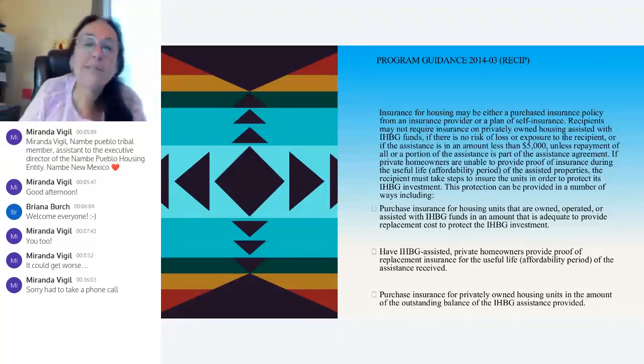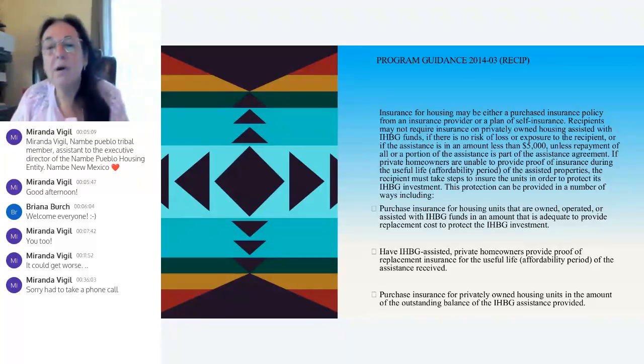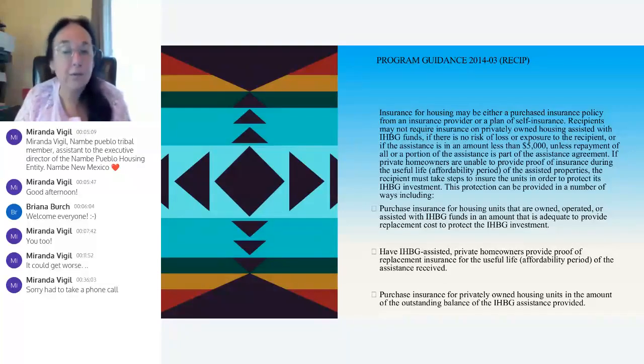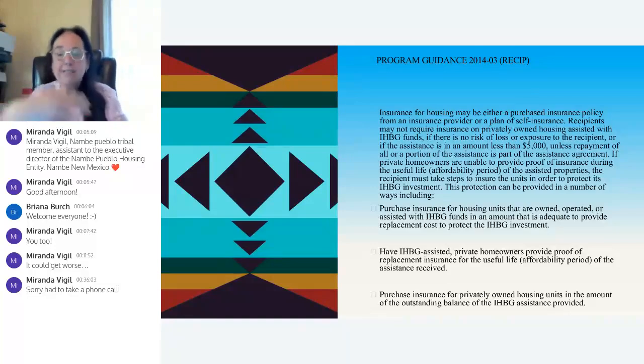The recipient has to take steps to insure the units in order to protect its block grant investment. The protection can be provided in a number of ways, including purchasing insurance for housing units that are owned, operated, or assisted in an amount that is adequate to provide for replacement costs to protect your investment. Have your assisted private homeowners provide proof of replacement insurance for the useful life or that period of the assistance received. Purchase insurance for privately owned housing units in the amount of the outstanding balance of the block grant assistance provided.